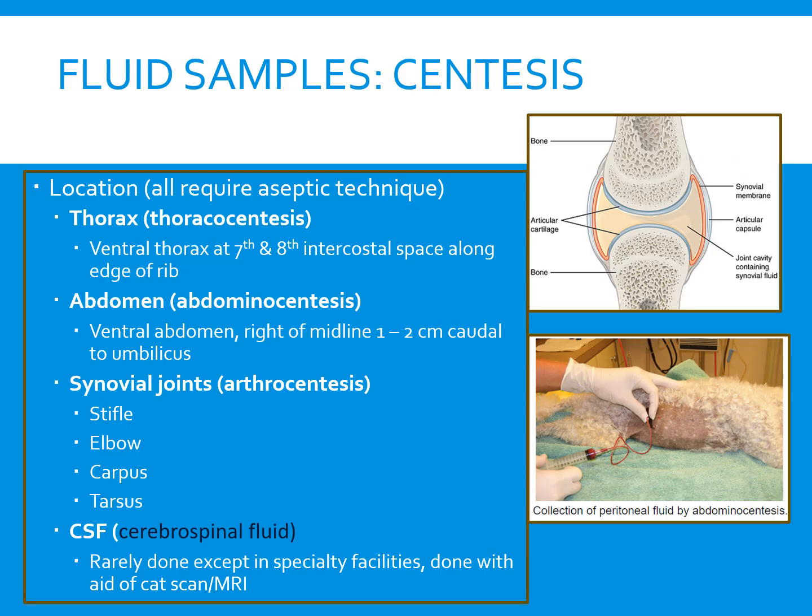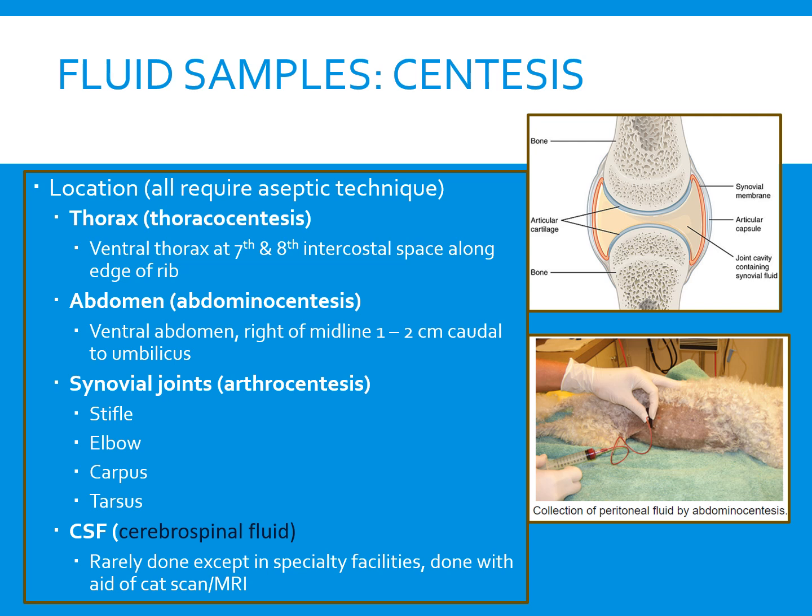To obtain fluid samples, it is called centesis. So centesis refers to the introduction of a needle into any body cavity or organ for the purpose of removing fluid. The collection of fluid from the peritoneal cavity is called an abdominocentesis or paracentesis. And the thoracic cavity is called thoracocentesis. These are commonly performed in small animal practice, as well as cystocentesis, which you guys know by now is aspiration of urine from the bladder.